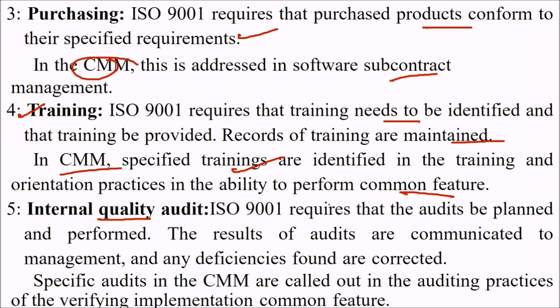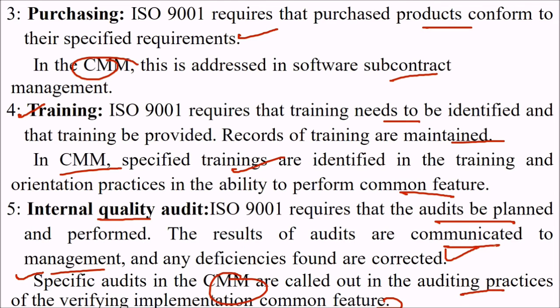Internal quality audit. ISO 9001 requires that the audit be planned and performed. The results of the audits are communicated to the management and any deficiency found are to be corrected. While there are specific audits in the CMM, they are called out in auditing practices and the verifying implementation common feature.